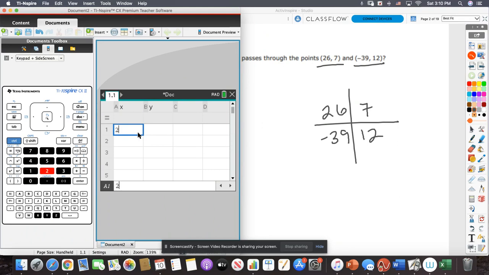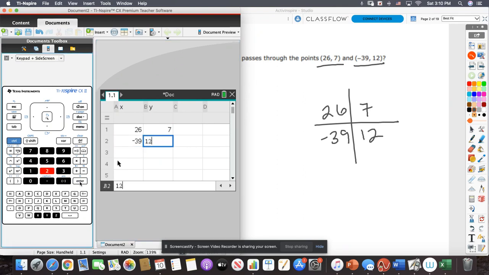Then you just type in your table: 26, 7, minus 39. Again, we're using the minus key, not the negative, and 12. Then make sure the blue box is outside the set of data, right below it. Make sure it's not on it. Make sure it's below it.